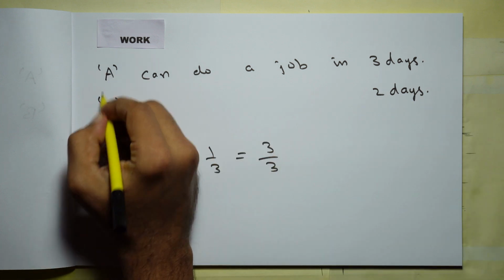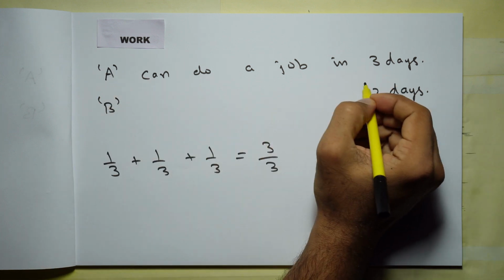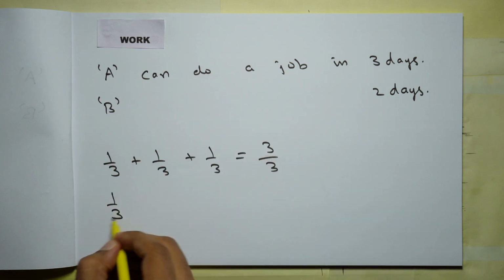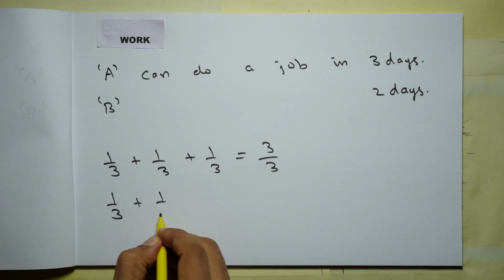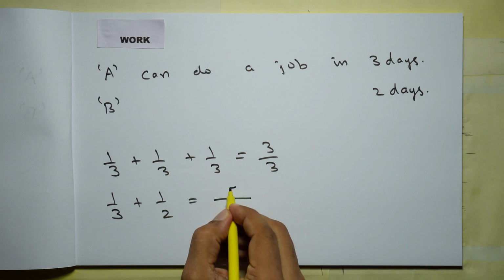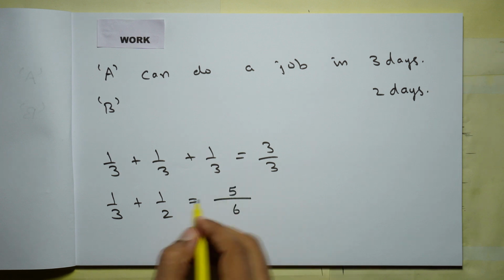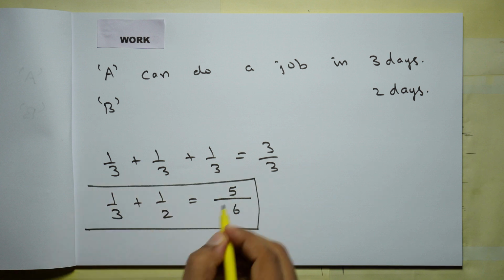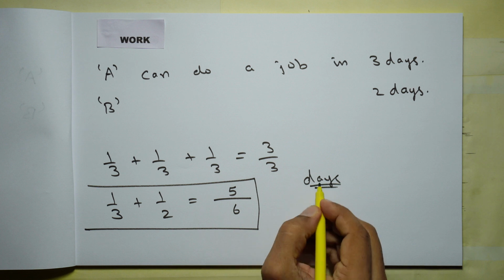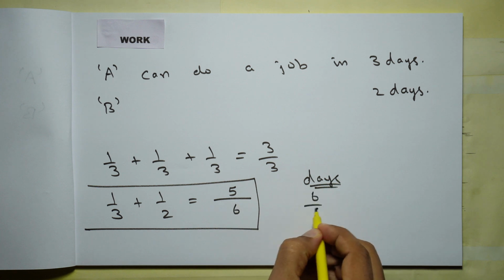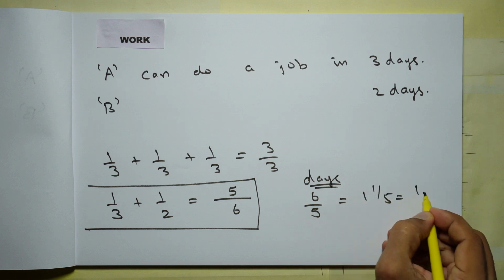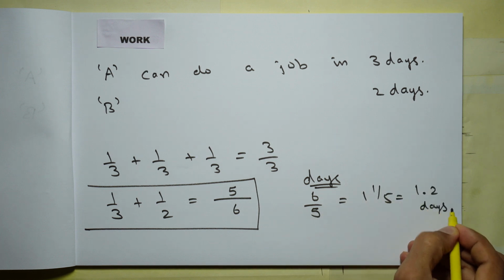So in this case A and B are working together or jointly. So every day A will do 1/3 of the job. On the first day A will do 1/3 of the job and B will do half of the job. So if they are working together, every day they will do 5/6 of the job. So if they're working together, every day 5/6 of the work is done. So how many days are required? Just find out the reciprocal. That will be 6/5 days. That is same as 1 and 1/5 days. That is same as 1.2 days will be required.